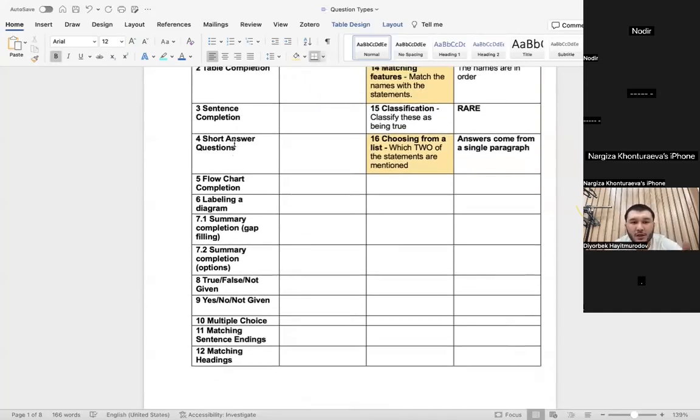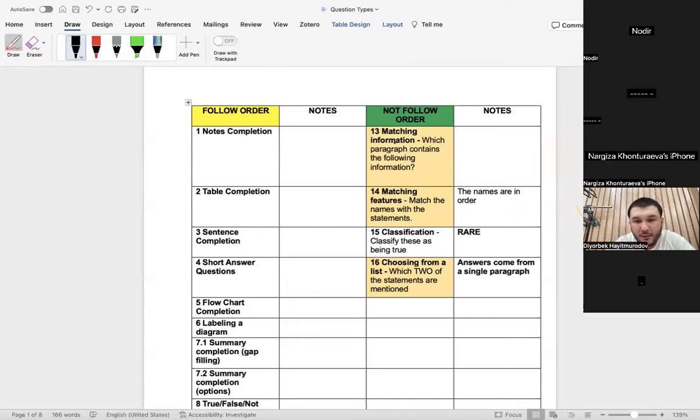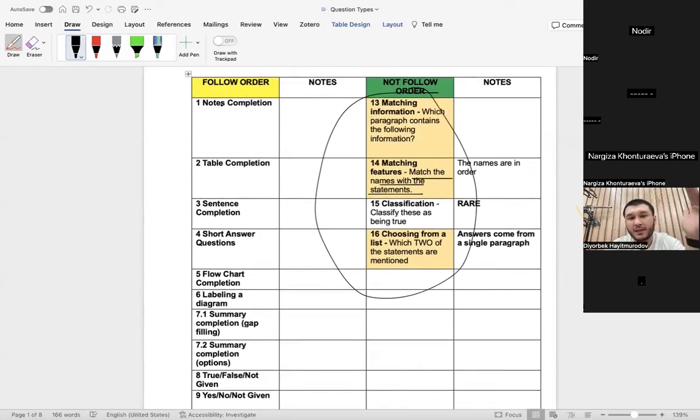Then all the other types of questions, luckily for us, are all in order. Now, let me explain what order is, right? With these 3 types of questions, matching information, matching features, and matching the names, when you see this type of question, once you finish the paragraph, you need to look at all of the questions of that type. But with all the other ones, just looking at the beginning is sufficient. Just looking at the first question is more than enough.